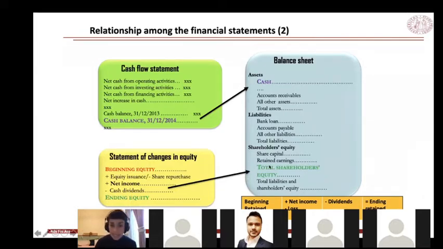The idea of the retained earnings, if you have a look, is the earnings of the year that the firm decided not to pay out as dividends to its investors, to its shareholders. If you see, you have the net income minus the cash payouts, the cash dividends, and this is how we get to the ending retained earnings.